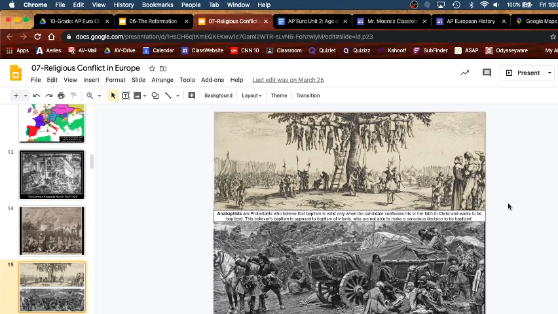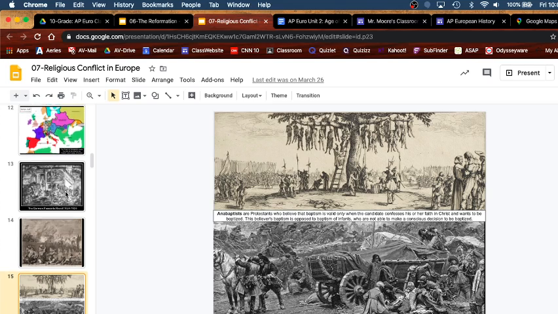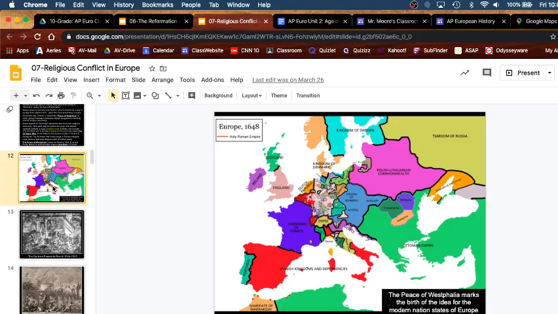Anabaptists are Protestants who believe that baptism is only valid when the candidate confesses his or her faith in Christ and wants to be baptized. You see, in the Catholic Church, people are baptized right when they're born because there's this Catholic idea that if you're not baptized, you're going to go straight to hell. And so babies are baptized in the Catholic faith. And this Anabaptism was really about a rebaptism. If you're old enough to really understand Christianity, then you can make that choice in and of yourself.